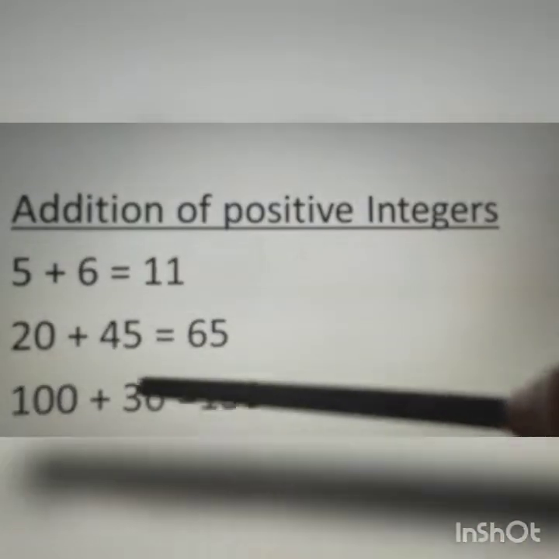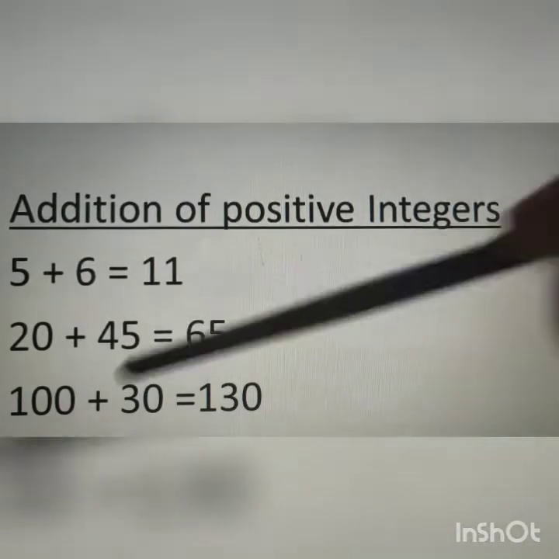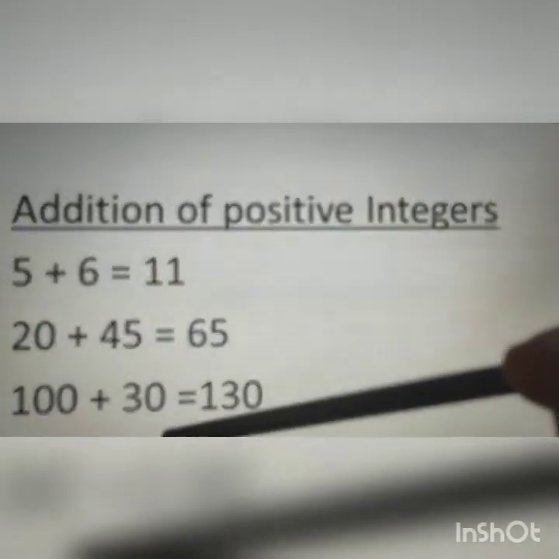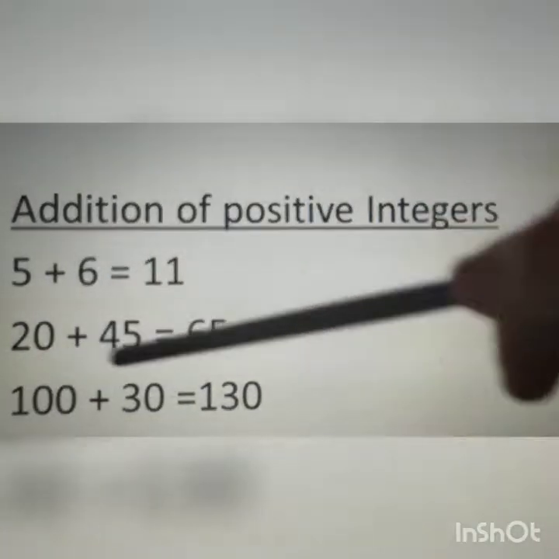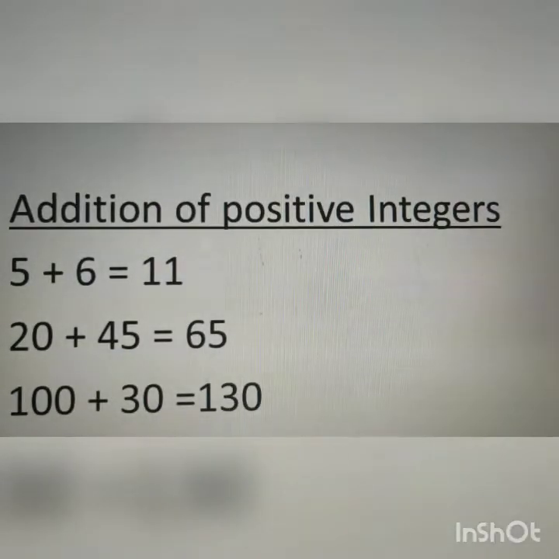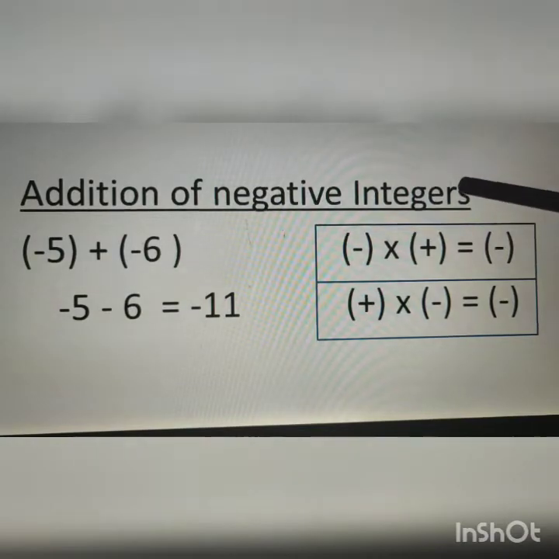So we have to directly take the sum and the answer is also positive. With the same sign, we take the sum and the answer will also have the same sign. Positive integers: the sum is also a positive integer. Next, addition of negative integers.